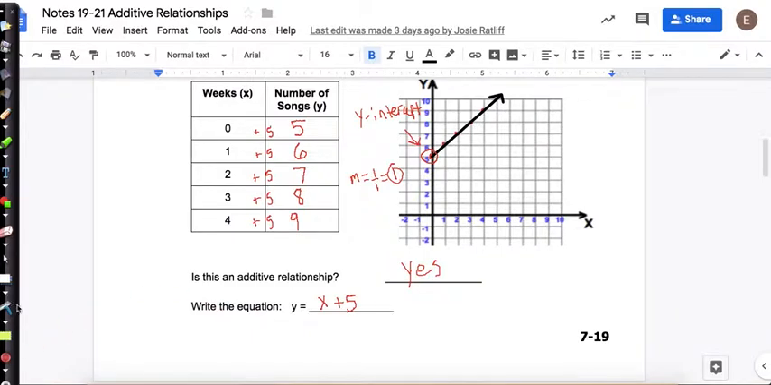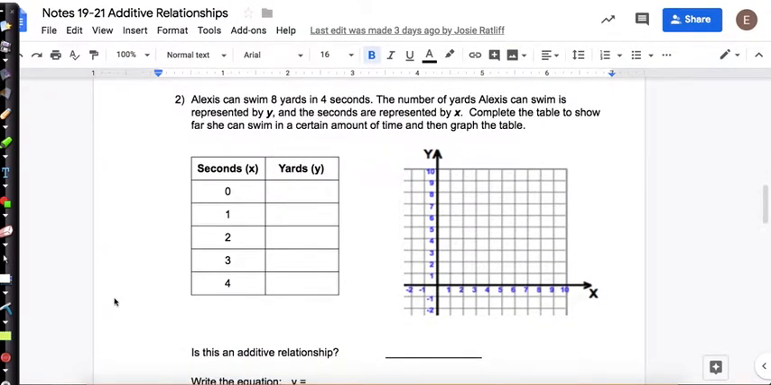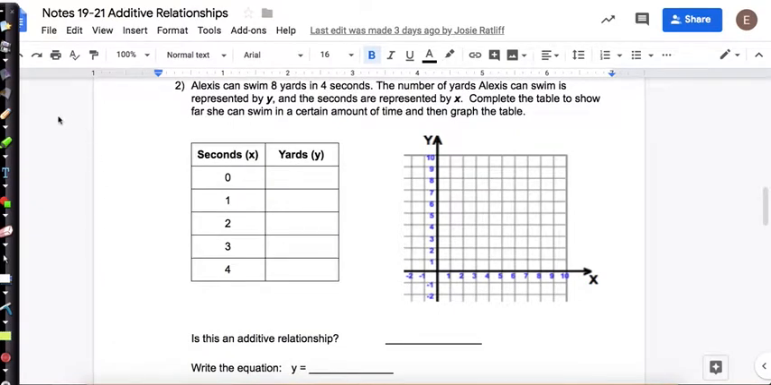Okay, let's turn the page and look at example number 2. Alexis can swim 8 yards in 4 seconds. So let's underline that. The number of yards Alexis can swim is represented by y. So yards is y, and seconds are x. Complete the table to show how far she can swim in a certain amount of time. So we know that in 4 seconds, she goes 8 yards.